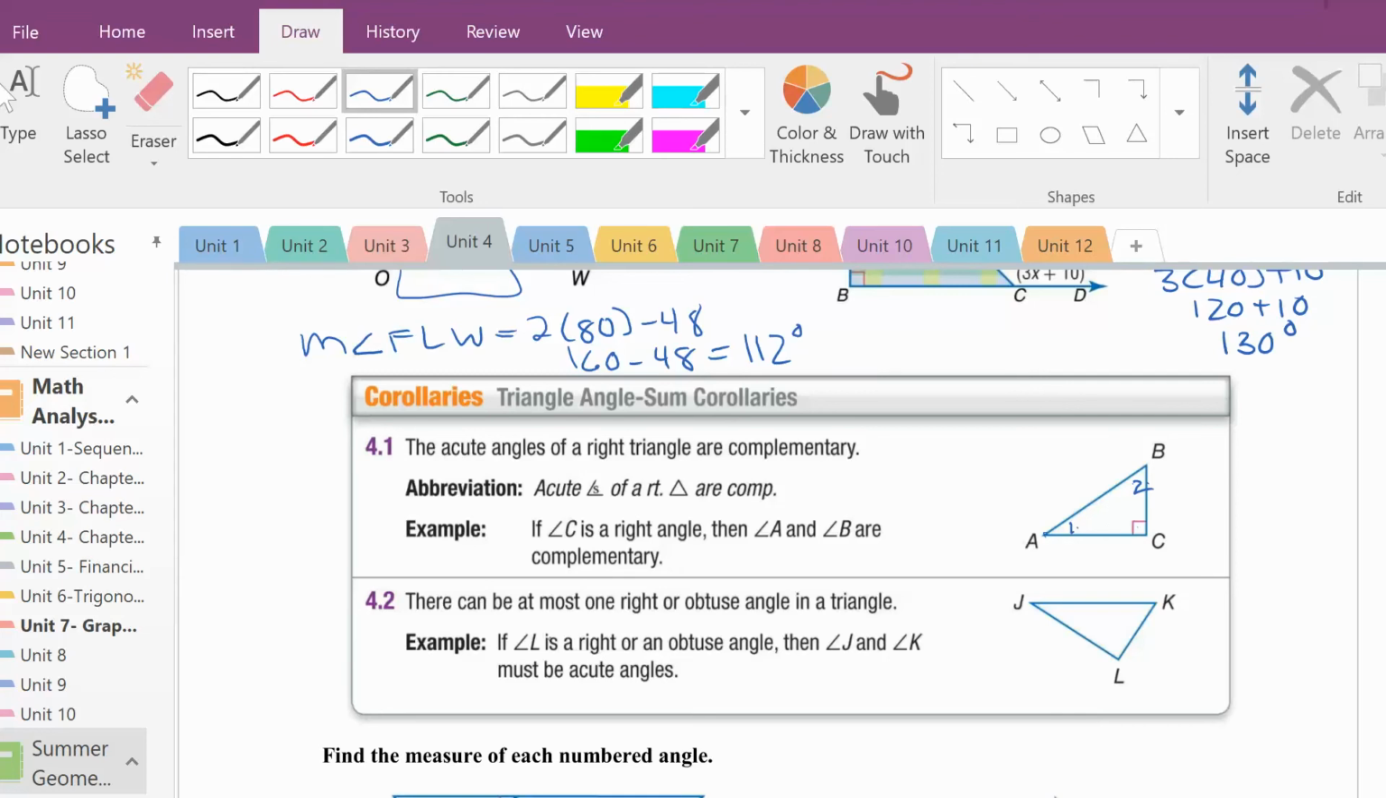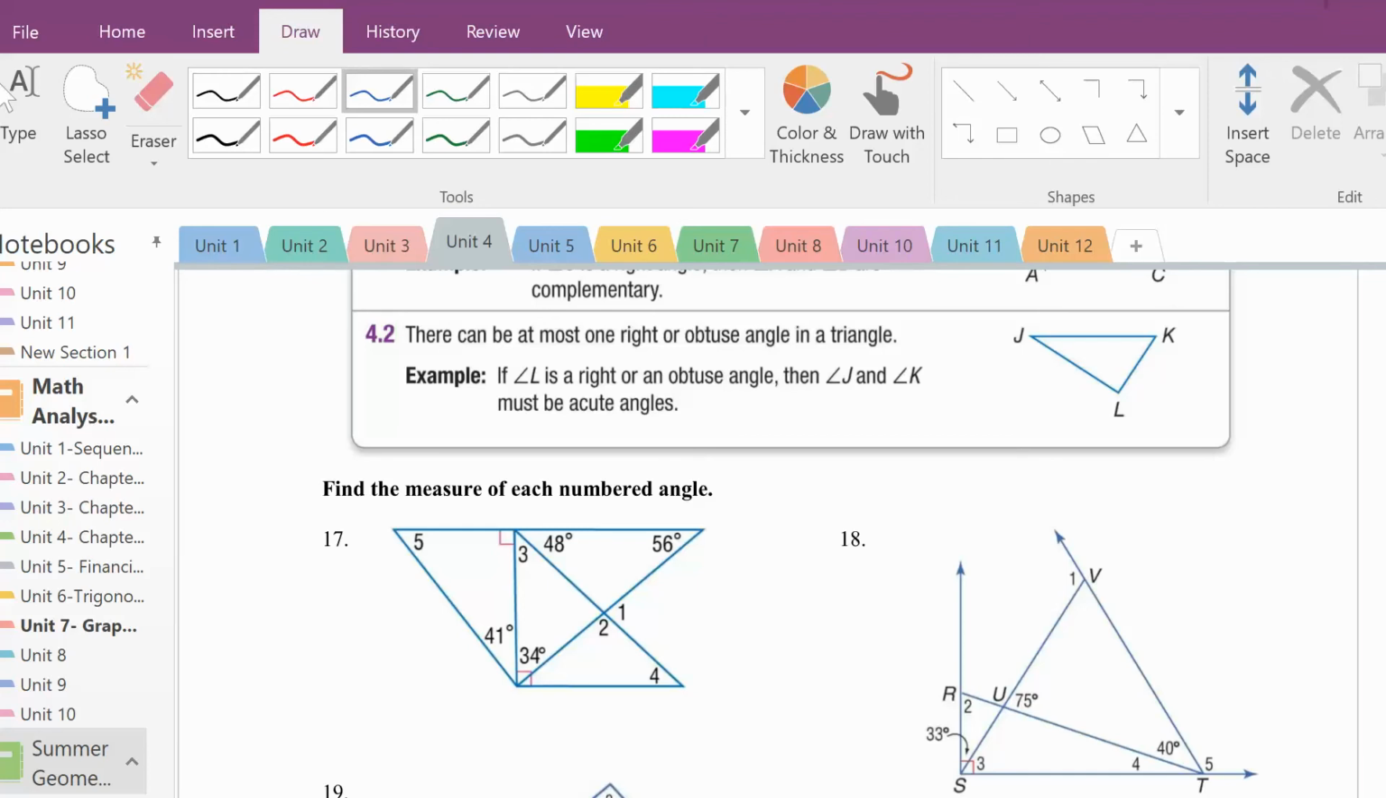And there can be at most one right or obtuse angle in a triangle. And we talked about that when we were classifying triangles. Because if they add up to 180, then you can only have one right angle or one obtuse angle in a triangle.